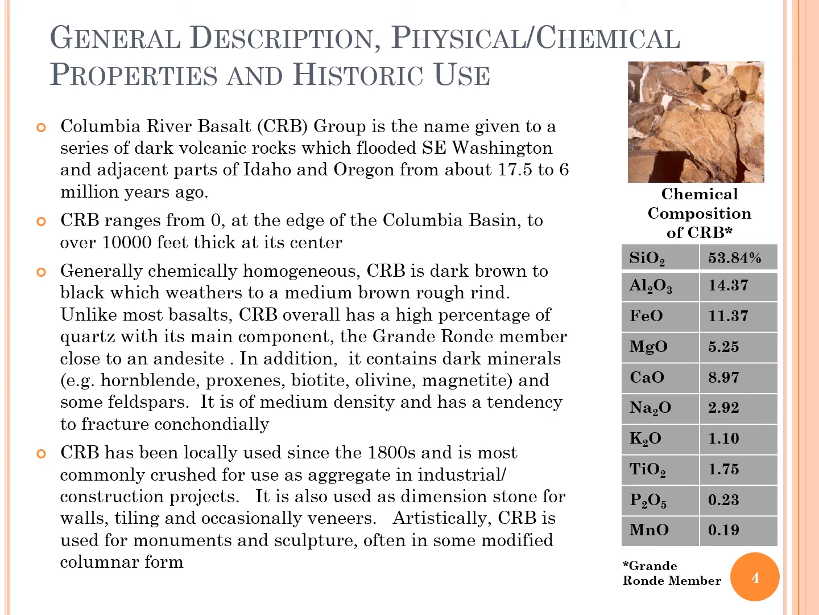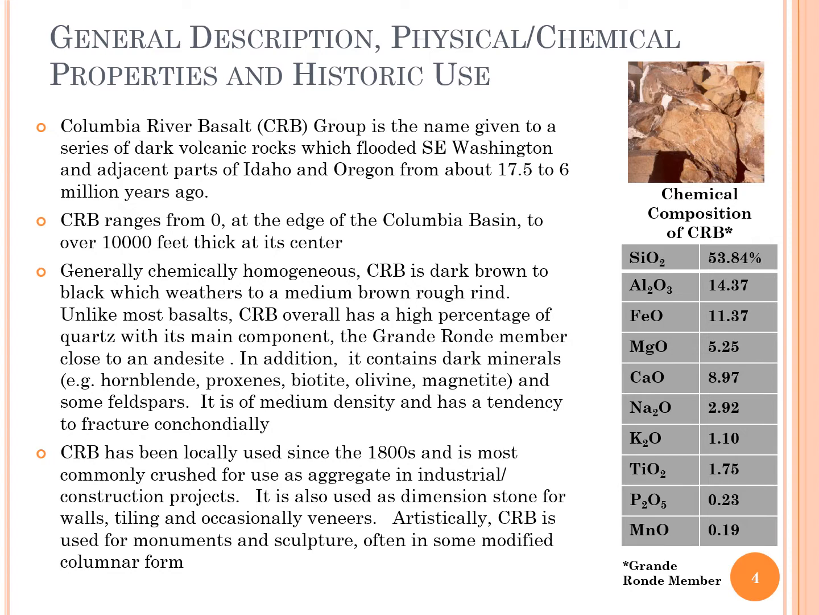The thickness of the Columbia River basalt, and we'll abbreviate it as CRB from now on, goes from near zero at the edges of the Columbia Basin to over 10,000 feet thick at its center. The CRB is generally homogeneous chemically, has a tendency in general to be dark brown to black, and weathers to a medium brown rough rind, where some of the ferromagnesium minerals will actually weather to produce that color.